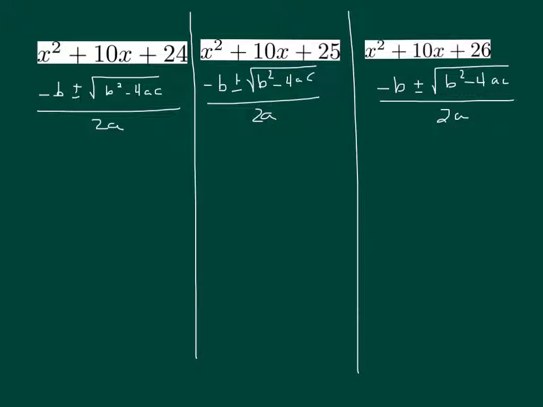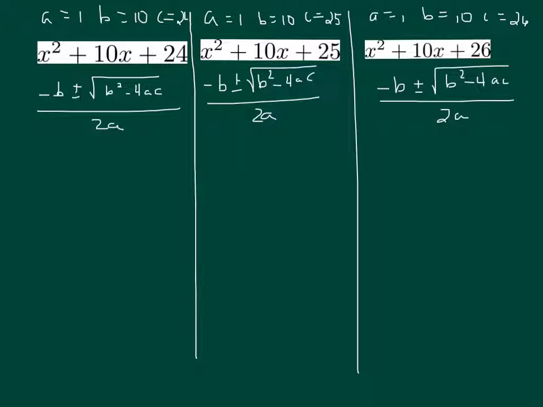So your a equals 1, your b equals 10, and your c equals 24. And then for the second one, a equals 1, b equals 10, and c equals 25. And the last one, a equals 1, b equals 10, and c equals 26. Now we're going to go one at a time. I'm just going to look at the discriminant. Why? Because that's the only thing that matters.